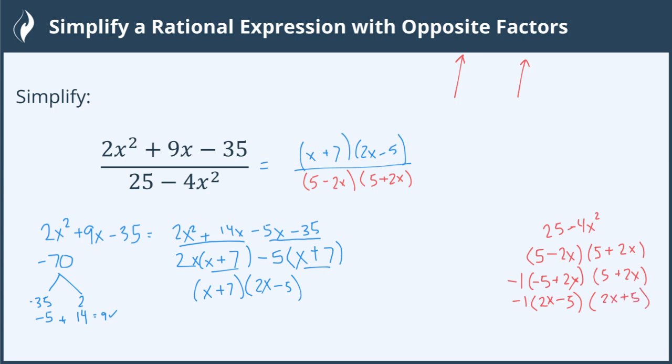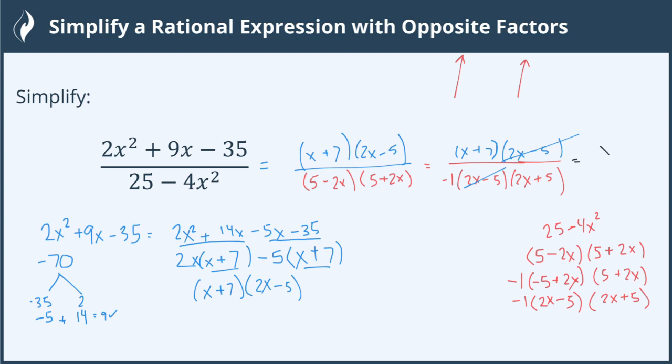And now look, we have the same factors, 2x minus 5, 2x minus 5. So let's rewrite this whole thing. So in the bottom, I have a negative 1 times 2x minus 5 times 2x plus 5. And in the numerator, I have x plus 7 and 2x minus 5. So now, 2x minus 5. Now I have common terms that will divide out, in other words, cancel, and I have a much simpler expression now.